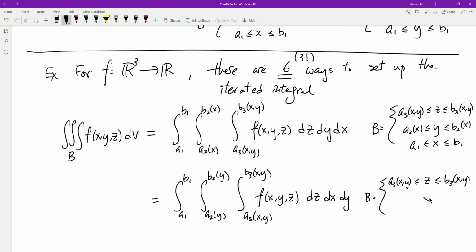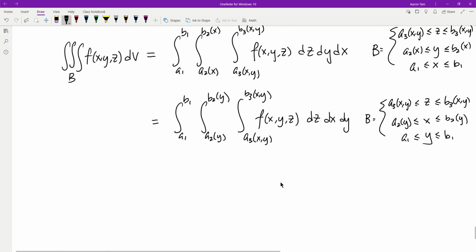And then the middle one is now x, that gap between a sub 2 of y and b sub 2 of y, and then y is the last one, that gap between a1 and b1. And once again, of course, each of these a1, a2, a3, b1, b2, b3 are different among each setup. Okay, now I'm going to do one more, and I strongly encourage that you try to do the other 3 on your own.